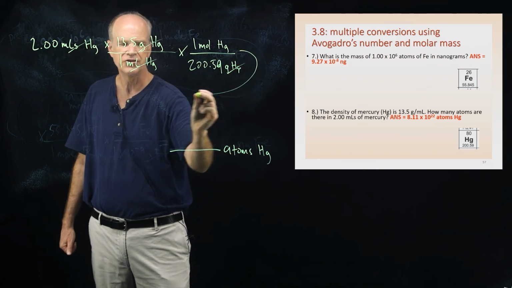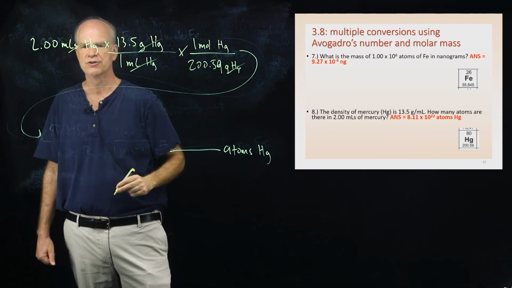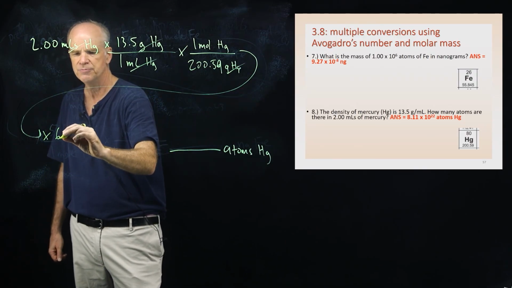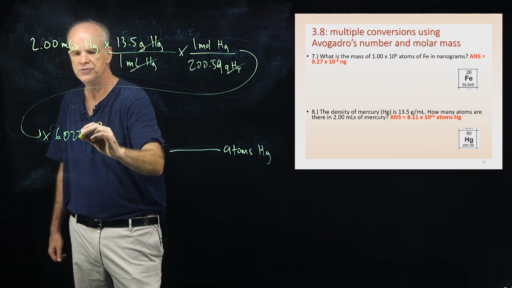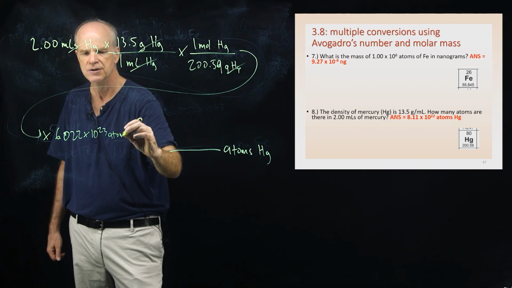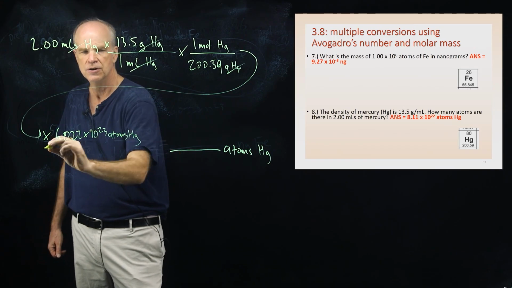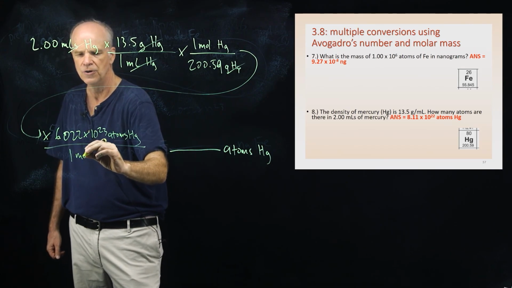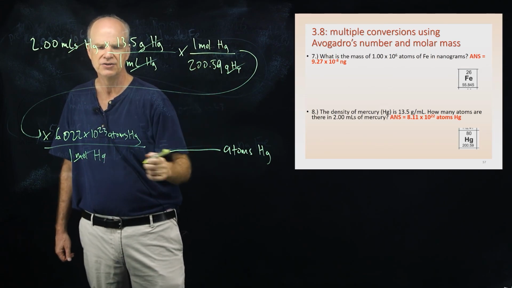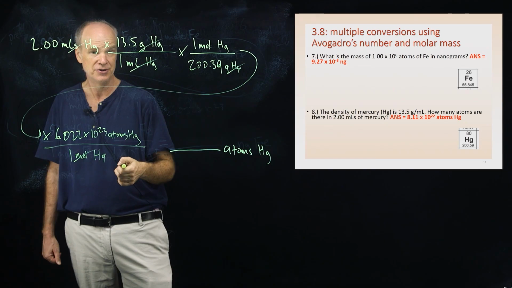And so the final step is just take the moles of mercury and just convert that into atoms of mercury. So it's going to be times 6.022 times 10 to the 23 atoms of mercury over 1 mole of mercury. And so moles of mercury should cancel out, and now you should have an answer in atoms of mercury.